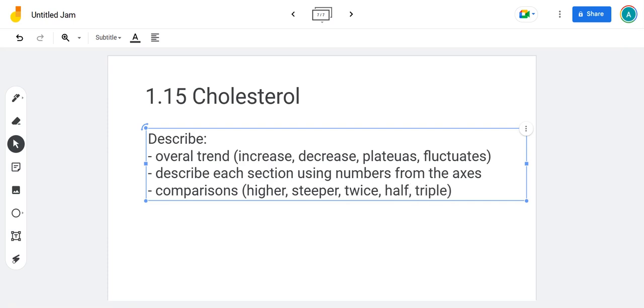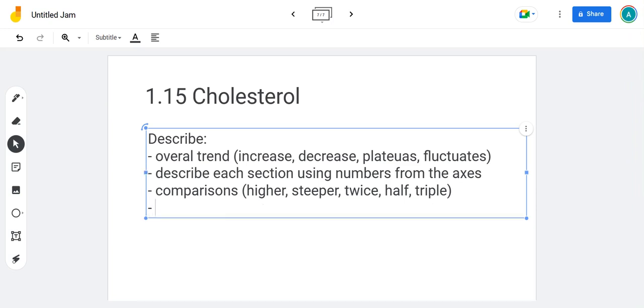Okay, so you can see that some of them are just descriptive, so things like higher, lower, faster, slower, but some of them are almost like calculations: twice as much, half as much, three times as much, a quarter of. They get you slightly more marks as well.